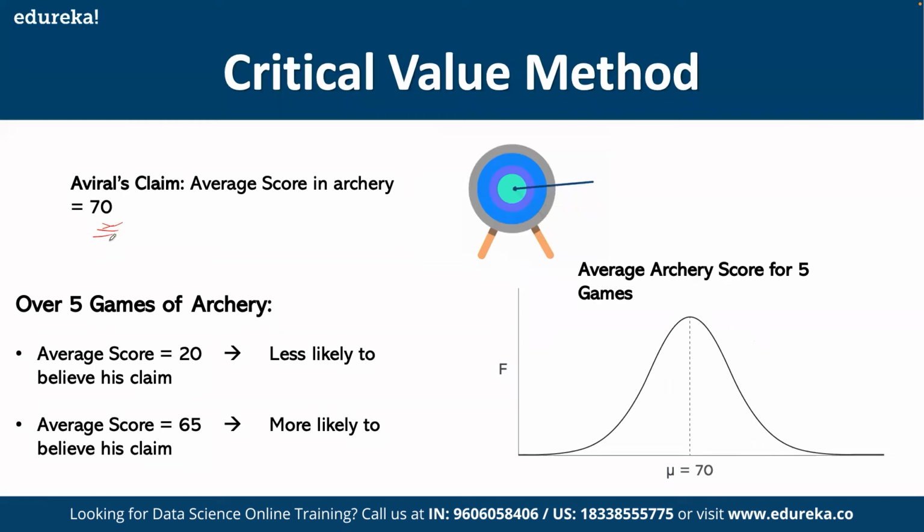Now with the claimed average score as 70, if I'm saying that the average score is 65, then it is more likely to believe because we have the information that the value is 70. The 65 that we have got is closer to 70, hence this is more likely to believe the claim. So in this way we'll get the value. In this example, the mean is 70. Okay, and let's suppose my value is 50.